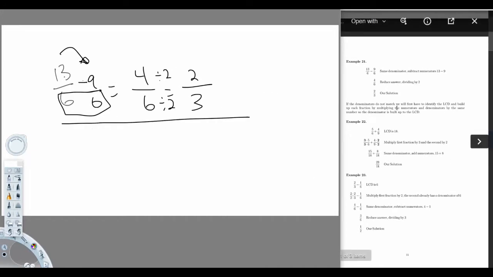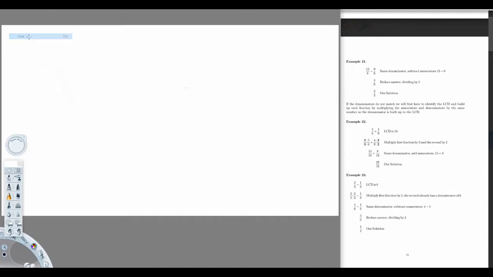If the denominators do not match, we first have to identify the lowest common denominator and build up the fraction by multiplying numerators and denominators by the same number so the denominator is built up to the lowest common denominator, which is a very complicated way of saying we have to multiply the numerator and denominator so that both denominators are the same. So I'm going to clear this. Example 22. 5 over 6 plus 4 over 9. Lowest common denominator. Okay, hold on. 5 over 6 plus 4 over 9.